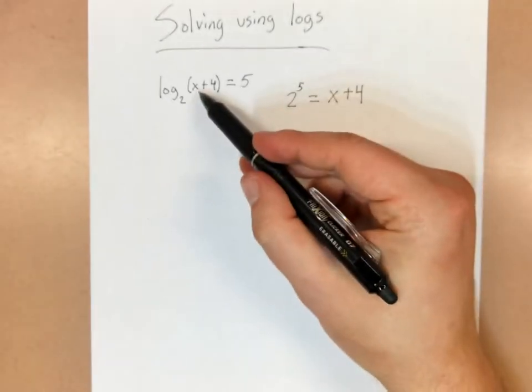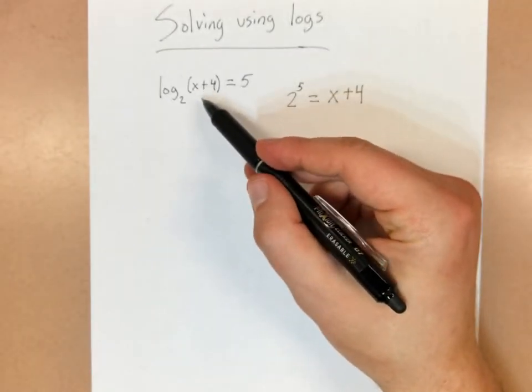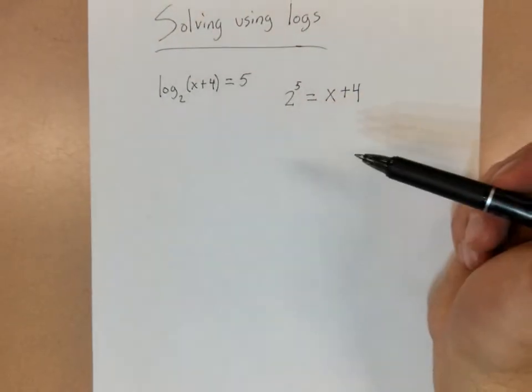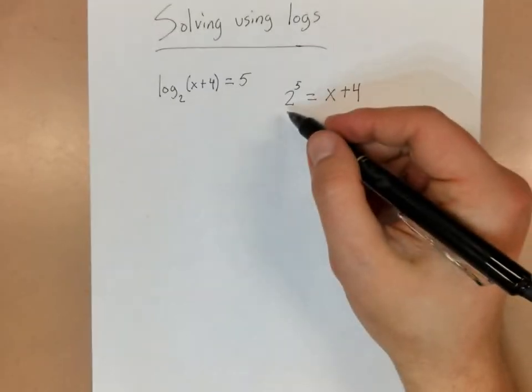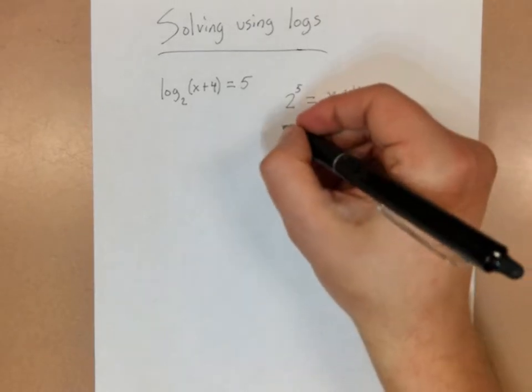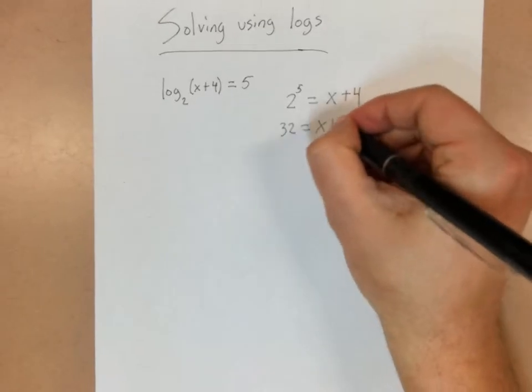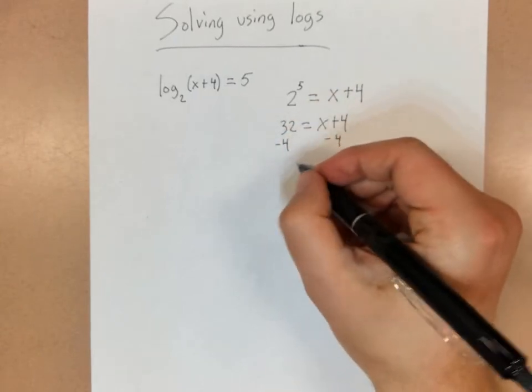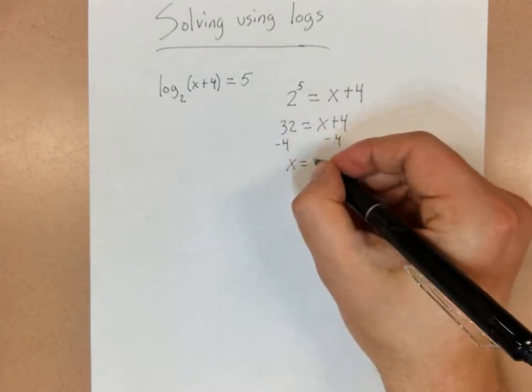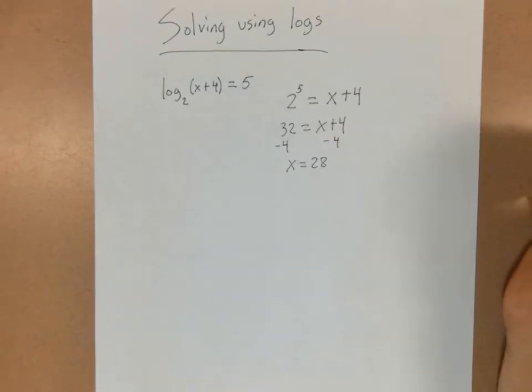Whenever you have the x inside of the logarithm, you're going to want to get it out of there by converting it to exponential form. And so 2 to the 5th power is 32, and that's going to equal x plus 4. Now it's just standard algebra: you subtract 4 on both sides, and you should get x equals 28.